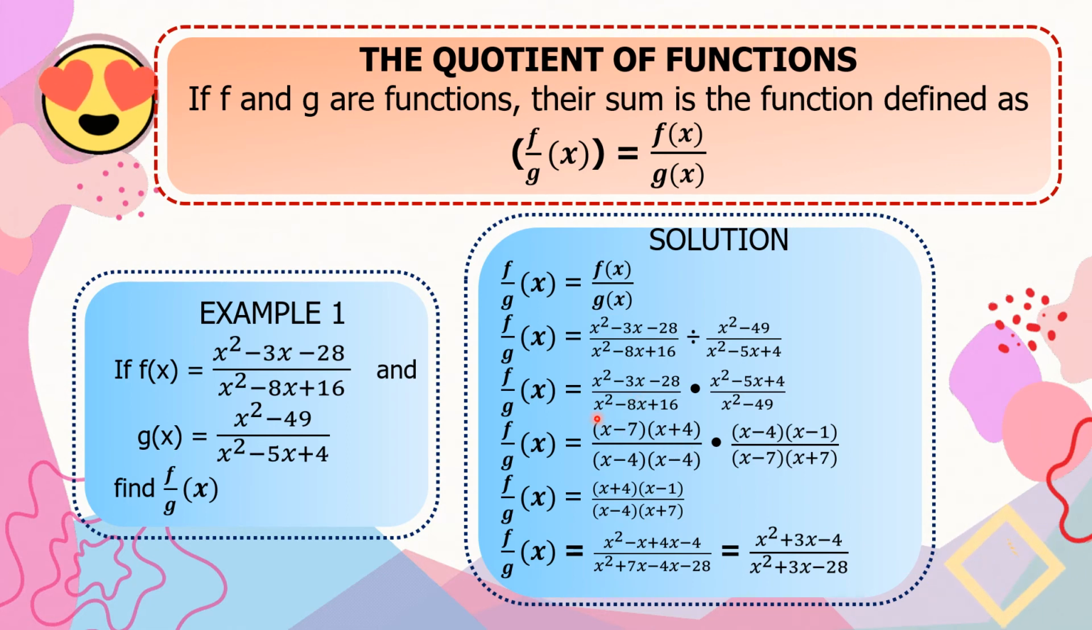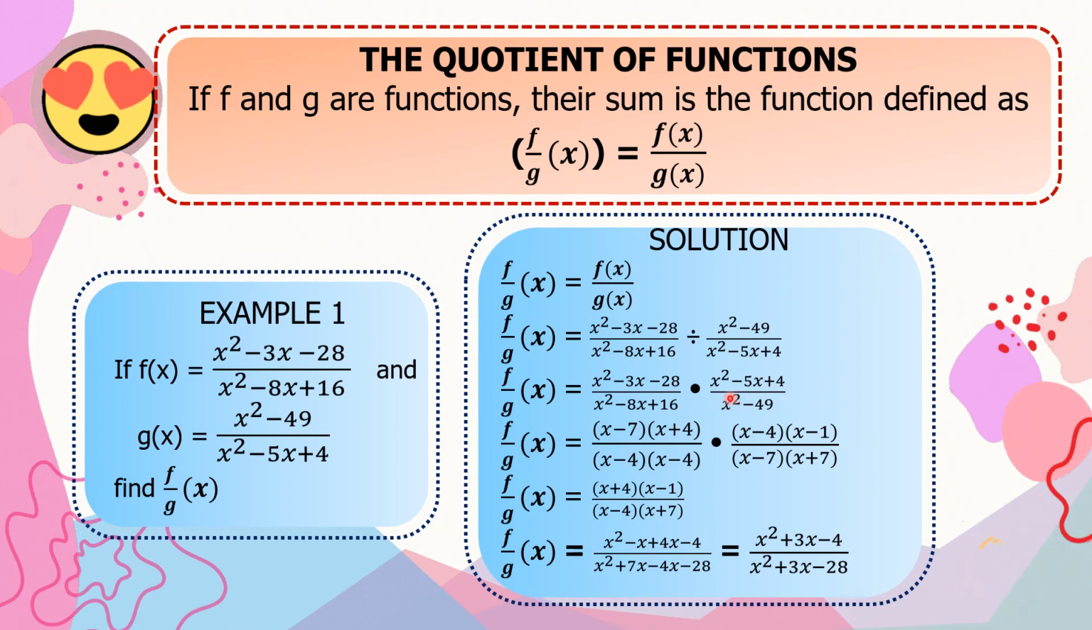Over, our denominator, x squared minus 8x plus 16, its factor is x minus 4 times x minus 4. So, the factor of x squared is x times x, and 16 is negative 4 times negative 4 to get the negative 8 in the middle. So, negative 4 times negative 4 is equal to positive 16. Adding negative 4x plus negative 4x is equal to negative 8x.